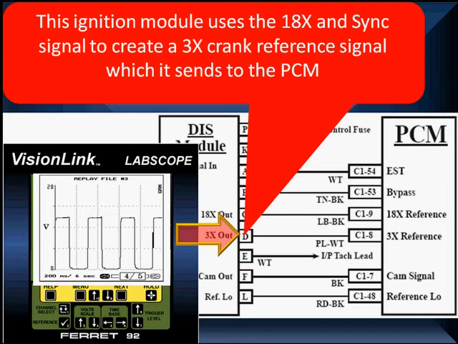This module uses an 18x signal and a sync signal to create this 3x signal. There's the 3x signal on the scope, and it's going from pin D over to pin C18 on the PCM. That's going to be used for ignition and timing control for fuel and spark.